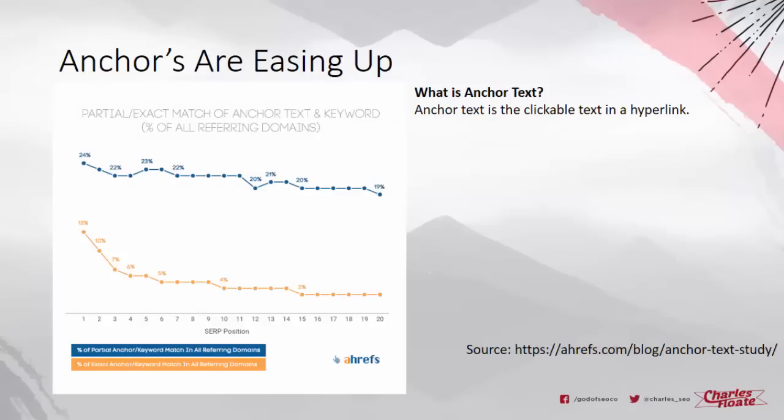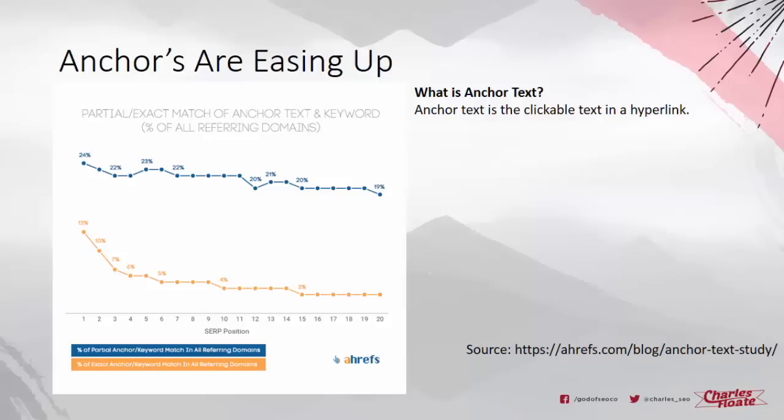So the first bit of information that I thought I'd show you guys is that anchor text, which is the clickable text in a hyperlink or a link that is on a website, is easing up. That essentially means that anchor texts such as exact and partial match anchors have become a lot more heavily focused on when Google looks at ranking a website.